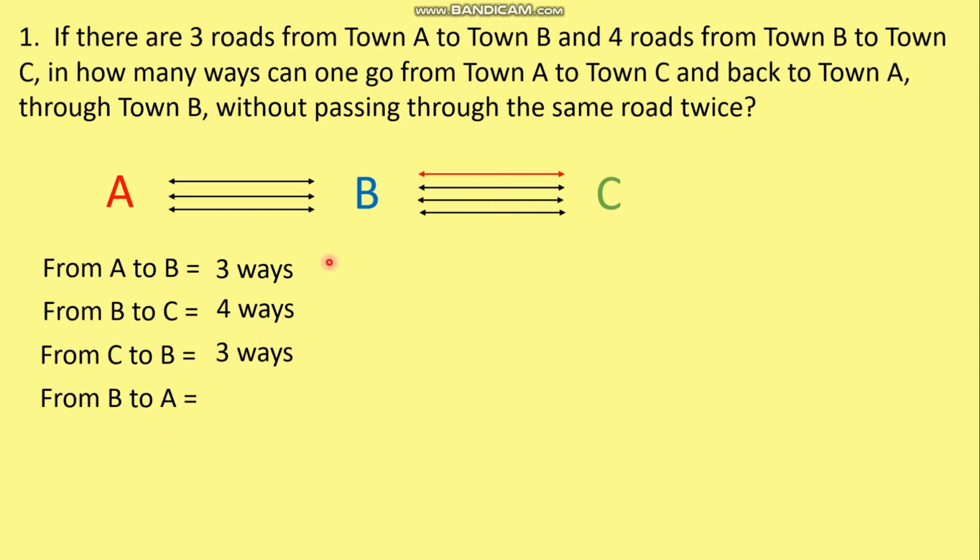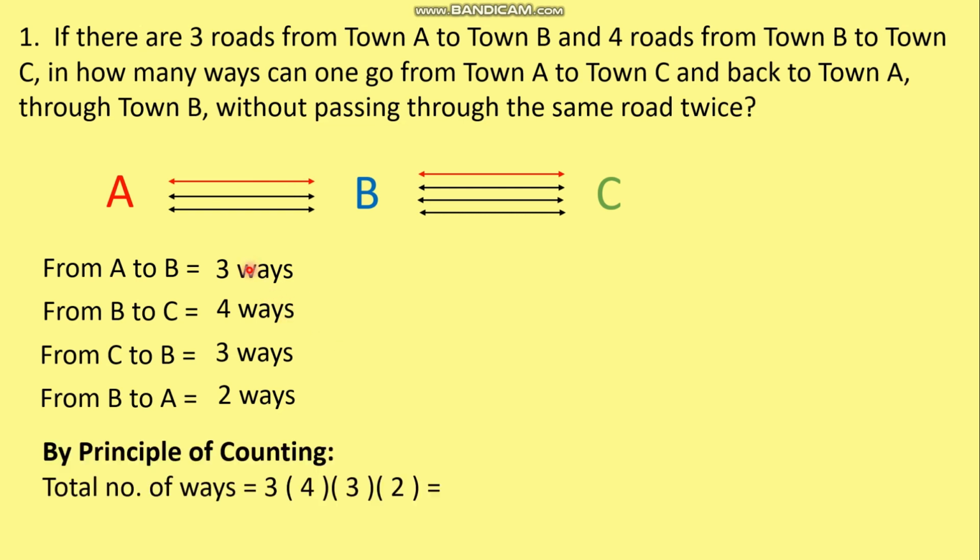Same din from B to A, 2 ways na lang dahil hindi na natin pwedeng gamitin yung road na dinaanan natin from A to B. Okay? Then, by principle of counting, multiply lang natin tong 3 times 4 times 3 times 2 is equal to 72. So, yun yung number of possible ways.